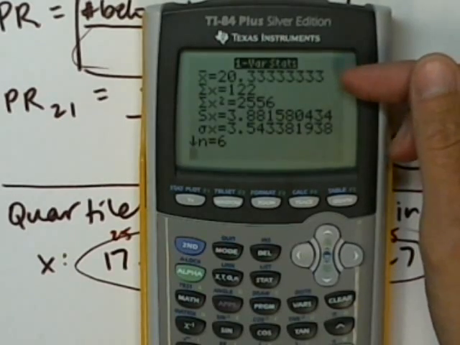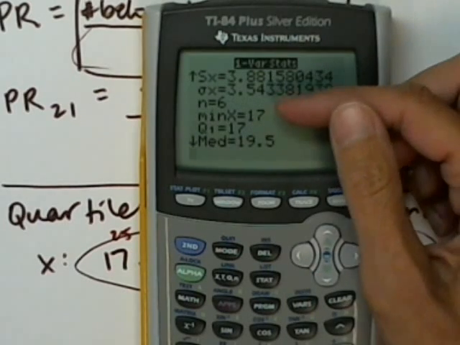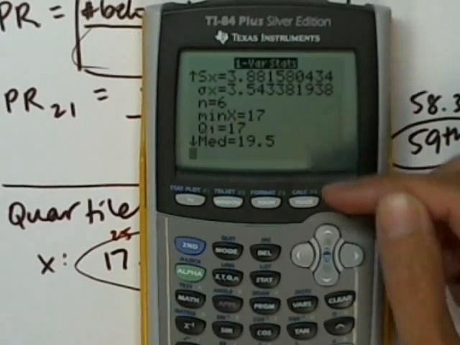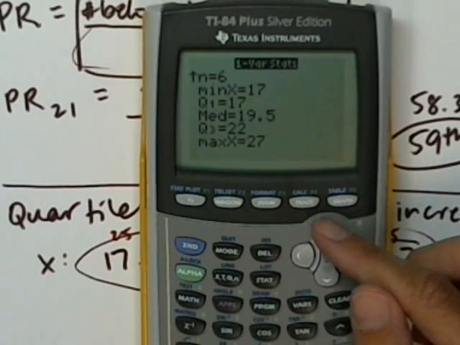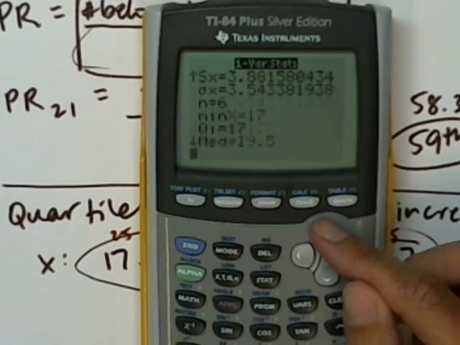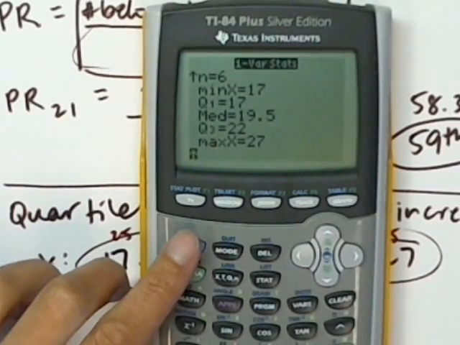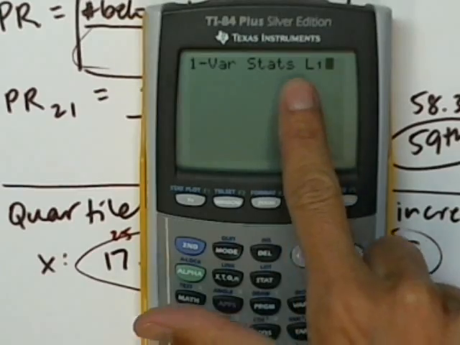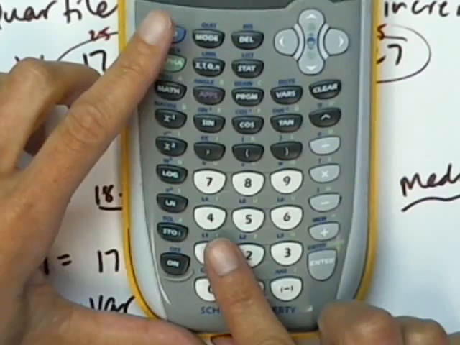Well, look at what we've got. We've got tons of information, but notice there's an arrow here. So if I arrow down, I've got quartile 1 at 17, the median, which is quartile 2, at 19.5, and quartile 3 at 22. So your calculator does a fantastic job of computing quartiles for you. So you just want to arrow down to the bottom of that list. If your calculator does one variable stats without the menu, it's going to give you one variable stats, and then you'll choose L1, which would be second 1.